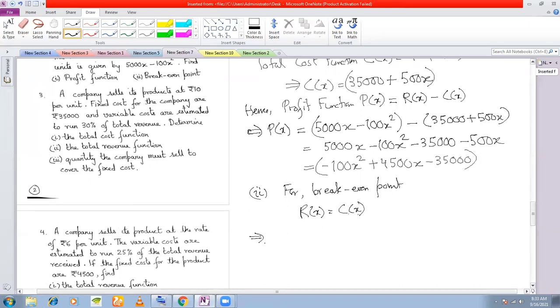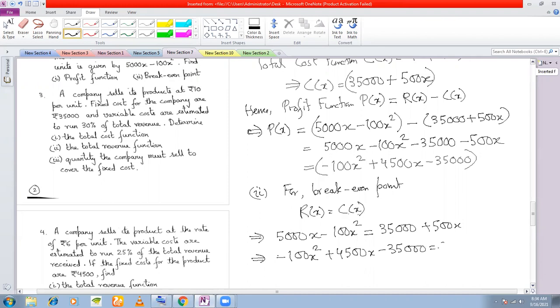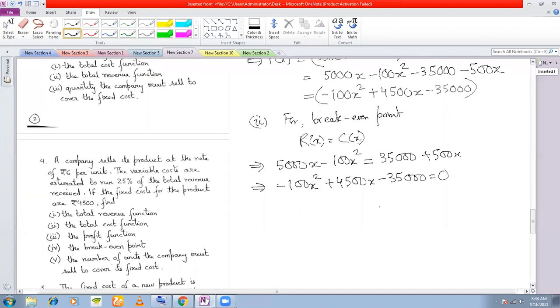So revenue function here is 5000x minus 100x square is equal to 35,000 plus 500x. You take everything on the left hand side to get minus 100x square plus 4500x minus 35,000 is equal to 0. Now you need to solve this equation to get the value of x, the break-even point.